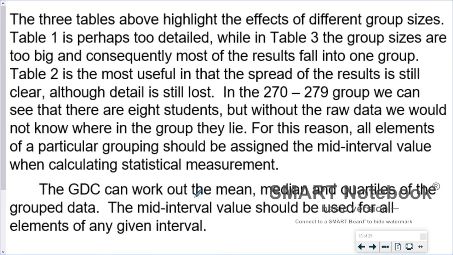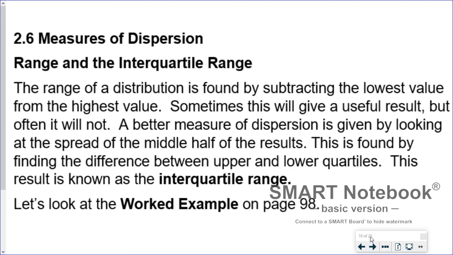The GDC can work out the mean, median, and quartiles of the grouped data. The mid-interval value should be used for all elements in a given interval. Now, measures of dispersion: range and the interquartile range. The range of a distribution is found by subtracting the lowest value from the highest value. So the maximum minus the minimum. That's how you find the range.